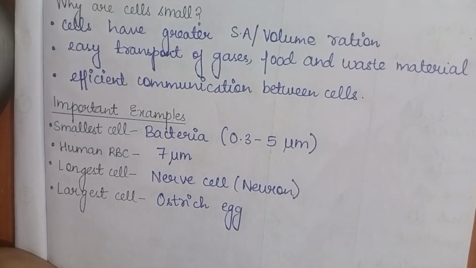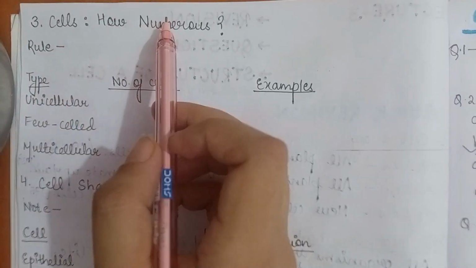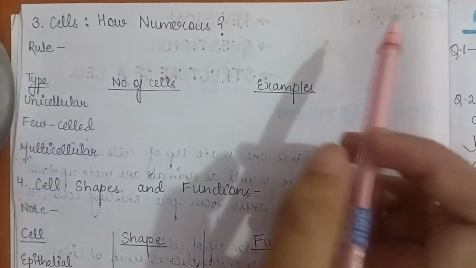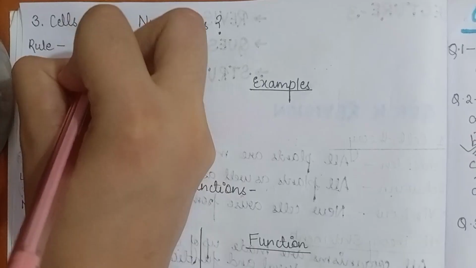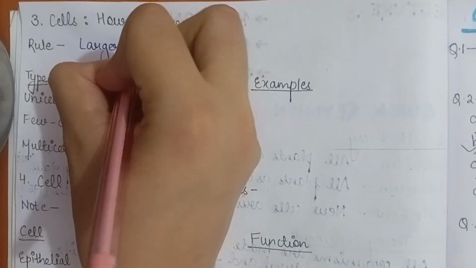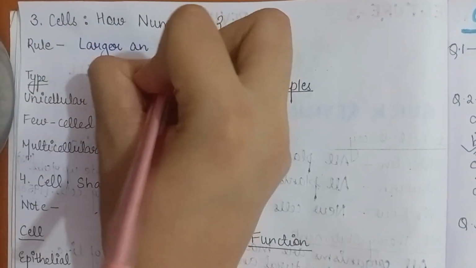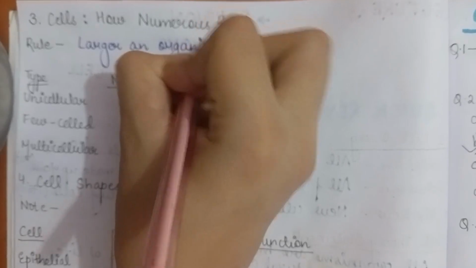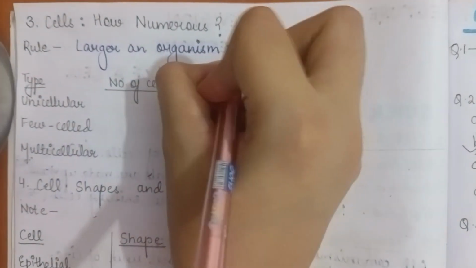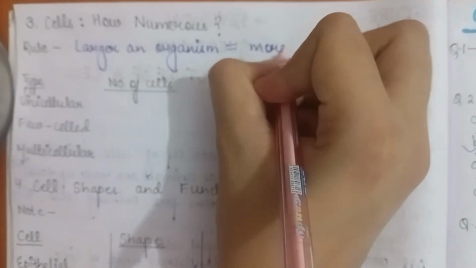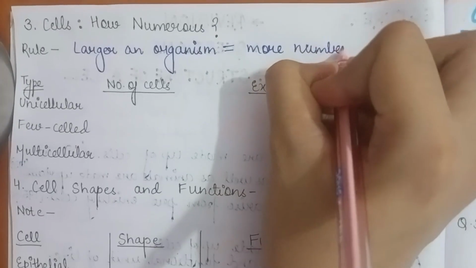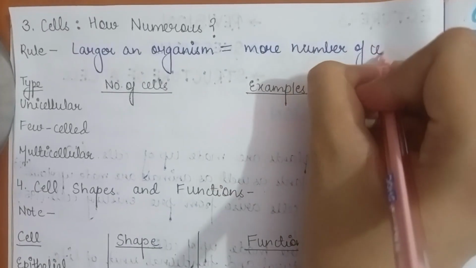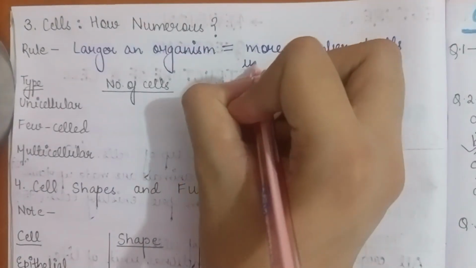Okay, topic which we are revising is cells how numerous. Okay, just remember this rule that larger an organism means more number of cells in its body.